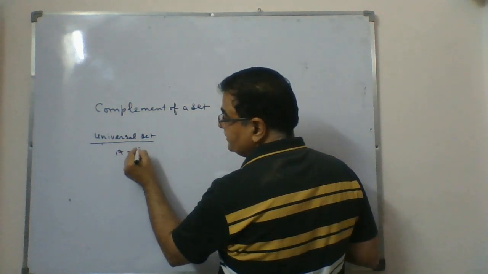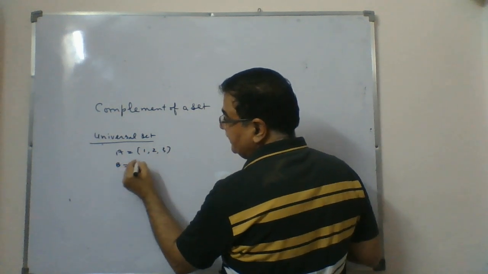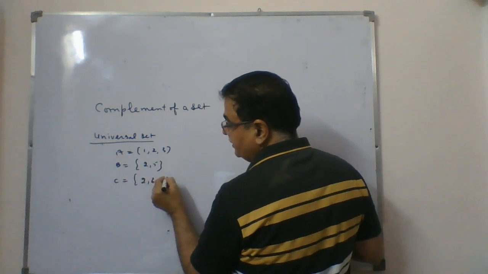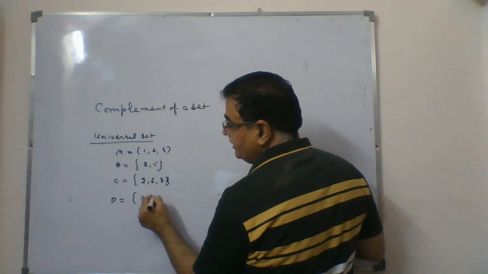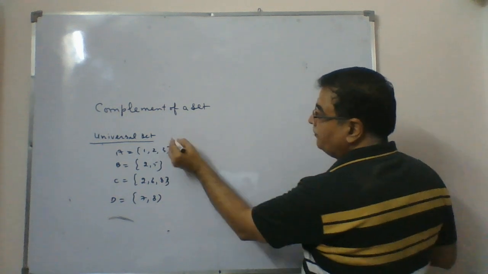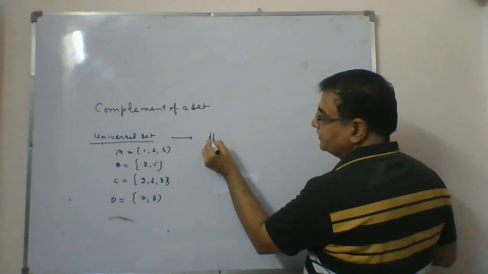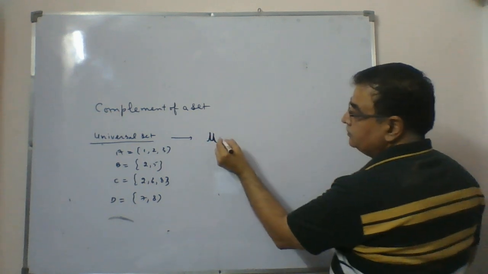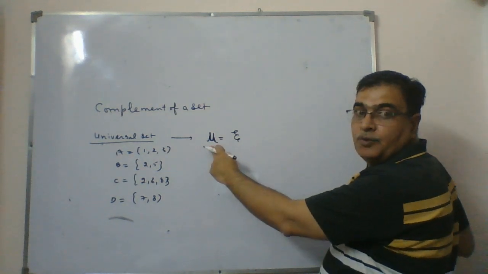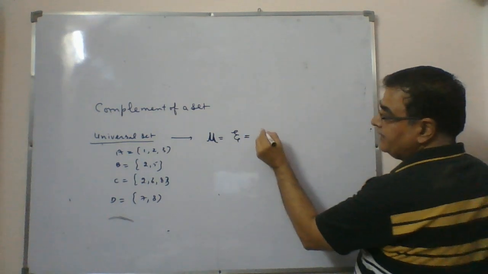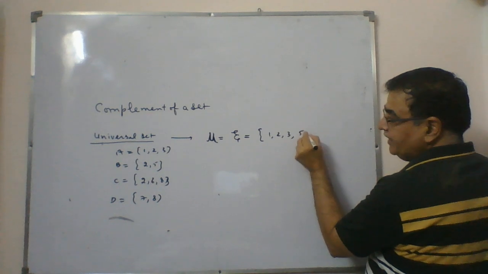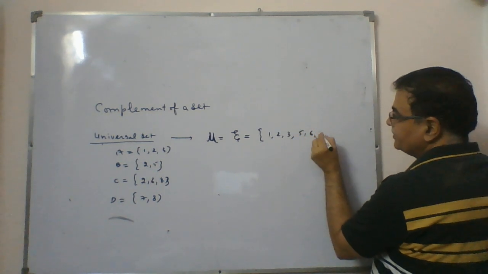For example, set A is given as 1, 2, 3. Set B is given as 2 and 5. Set C is given as 2, 6 and 8. Then set D has 7 and 8. Now if I say you write down the universal set of it, and the universal set will be denoted by this symbol, chi, mu, this symbol or this symbol. This is chi, this will be mu, and this set can be 1, 2, 3, 5, 6, 8, 7 and 8.